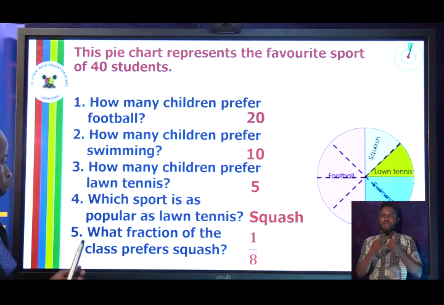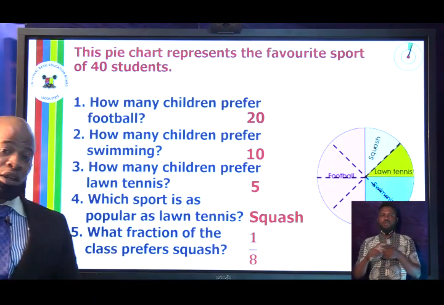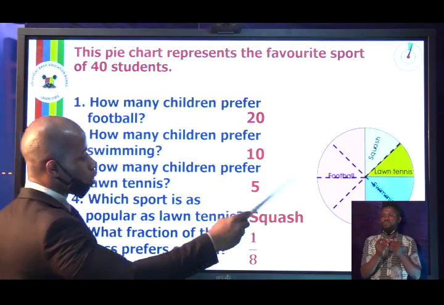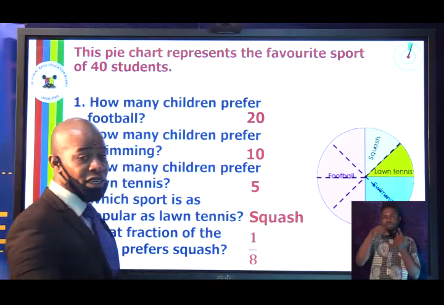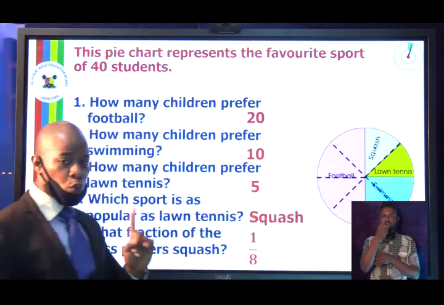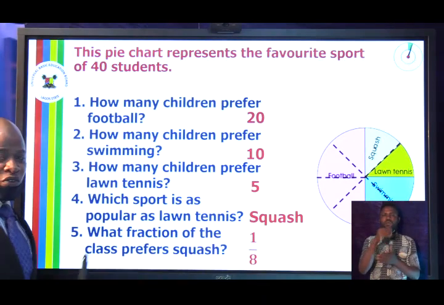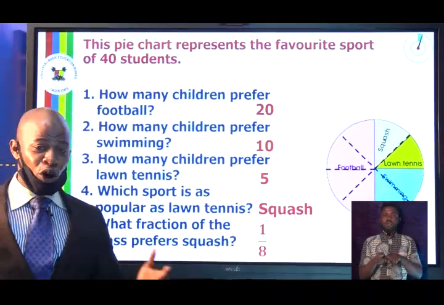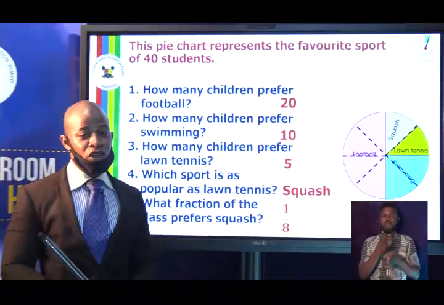And finally, what fraction of the class prefers to play squash? So I look at the whole pie, the whole diagram, the circle, and see that it has been divided into 8. And out of these 8, squash takes just 1. So that is 1 out of 8. Based on the work we did last week, I believe that you all got this right. And for that, I'm going to give you a big cheer.